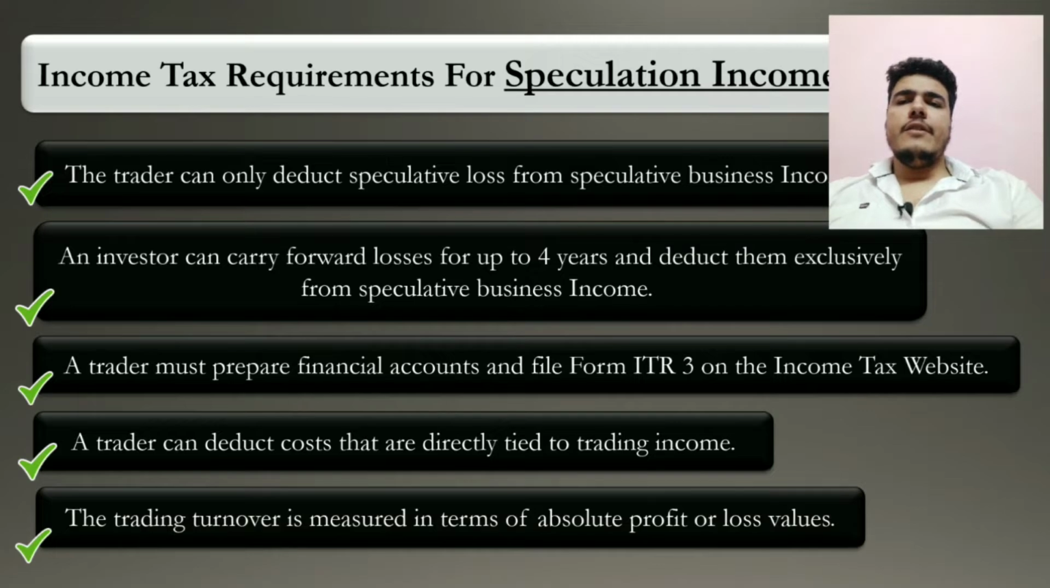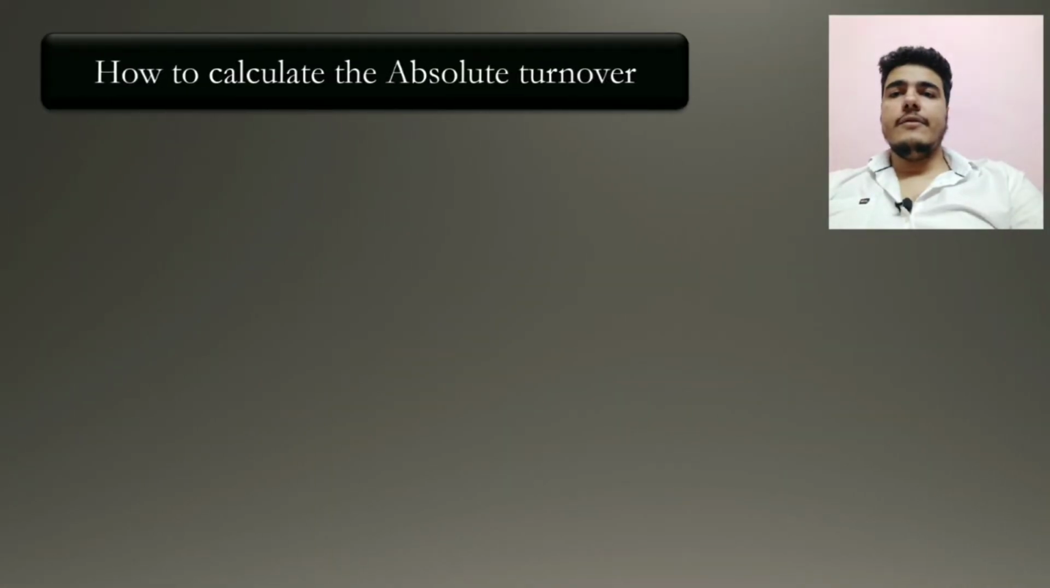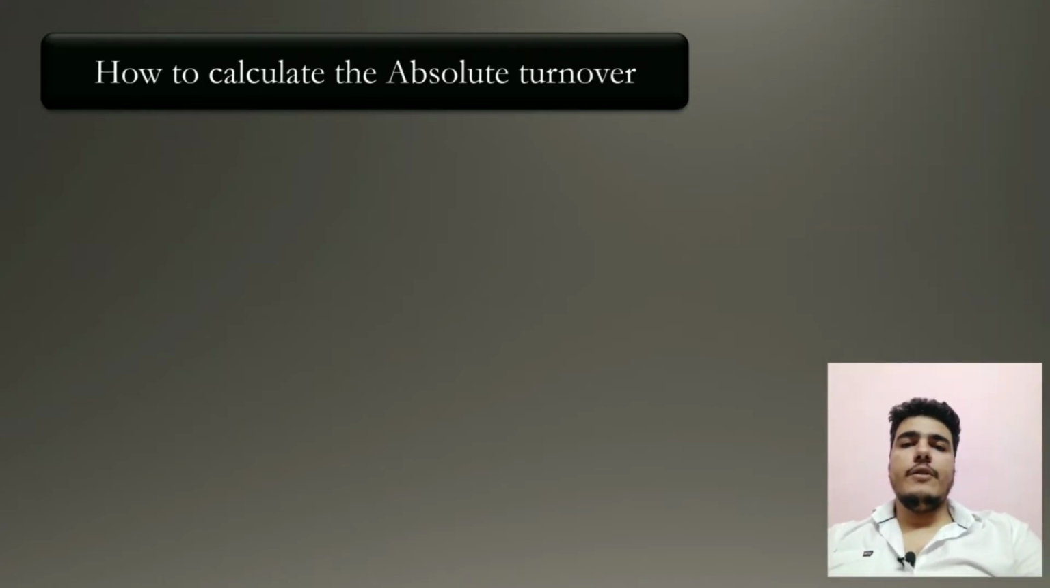Next, trading turnover is measured in terms of absolute profit or loss values, and you have to understand how to calculate this trading turnover to check the limit of tax audit and the limit of presumptive taxation, because there is a limit of 1 crore and 2 crore. Okay, so if you have turnover of more than 1 crore, then you are liable for tax audit. Okay, and you cannot opt for presumptive taxation in case you have turnover of more than 2 crores. So you have to understand how to calculate this trading turnover. Okay, so let's try to understand how to calculate this absolute turnover, or trading turnover, you can say.